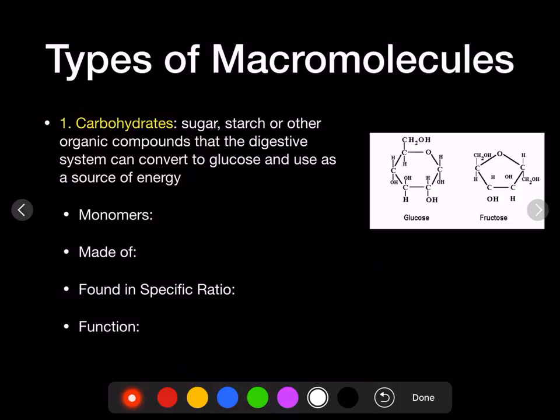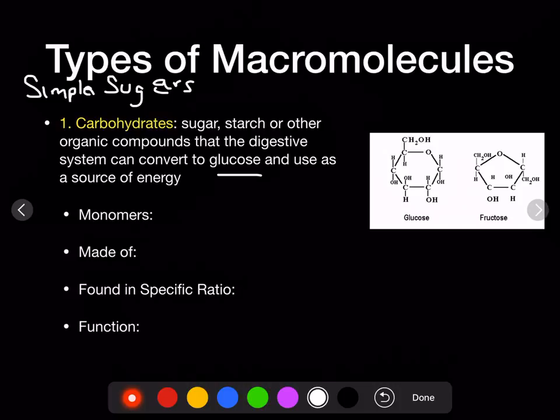So the first type of macromolecule that we have is carbohydrates. Now carbohydrates, these are simple sugars, okay? And carbohydrates are just sugars, okay? Now these sugars are what allow our body to function. So carbohydrates are sugar, starch, or other organic compound that the digestive system can convert to glucose. And glucose is just simply the sugar that our body uses. And it uses this to make energy, such as glucose and fructose. So carbohydrates are, again, a sugar.